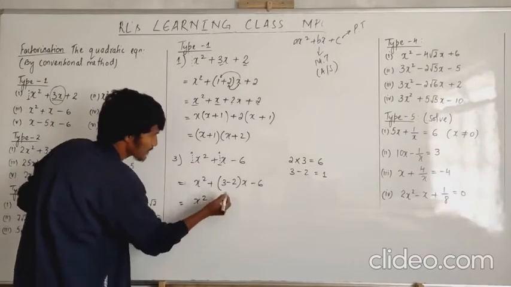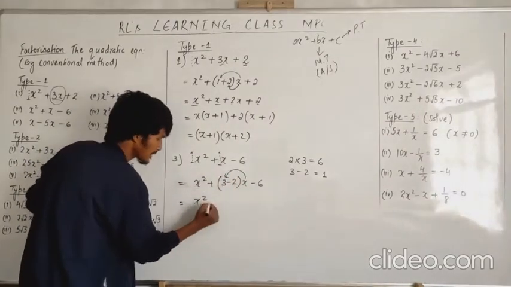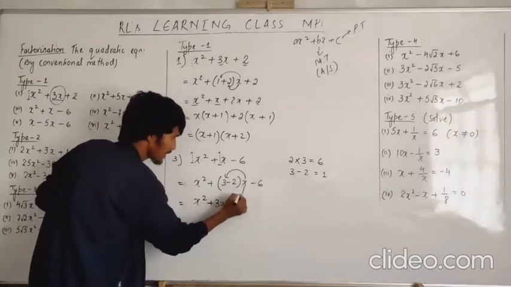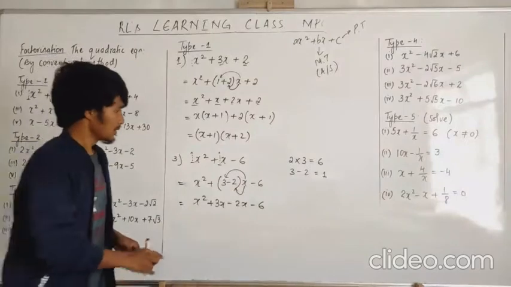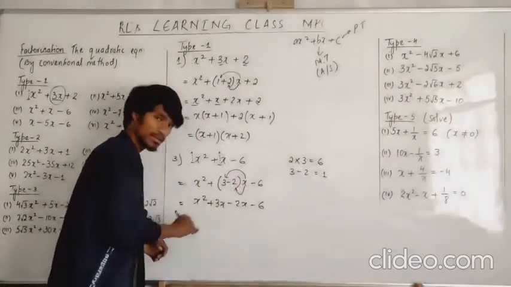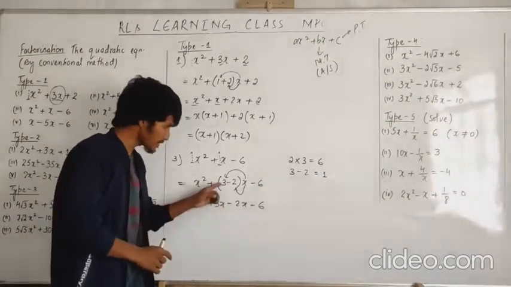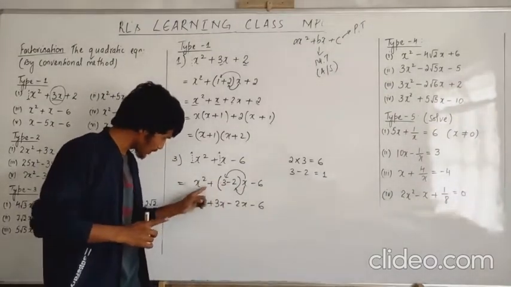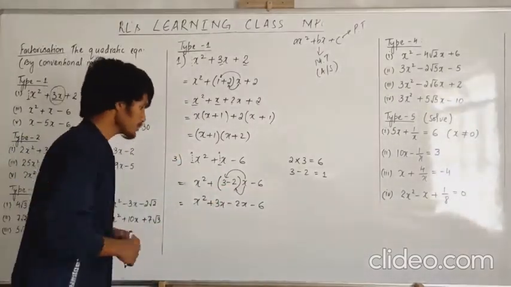Then x squared. Then again, same as what we did here, here also we have to do 3 into x. Now we got 3x. Then x into 2 we got 2x minus 6. Because here is minus, and minus into plus, I got minus here. But here is plus, and plus into plus, I got plus. Then minus into plus, I got minus.